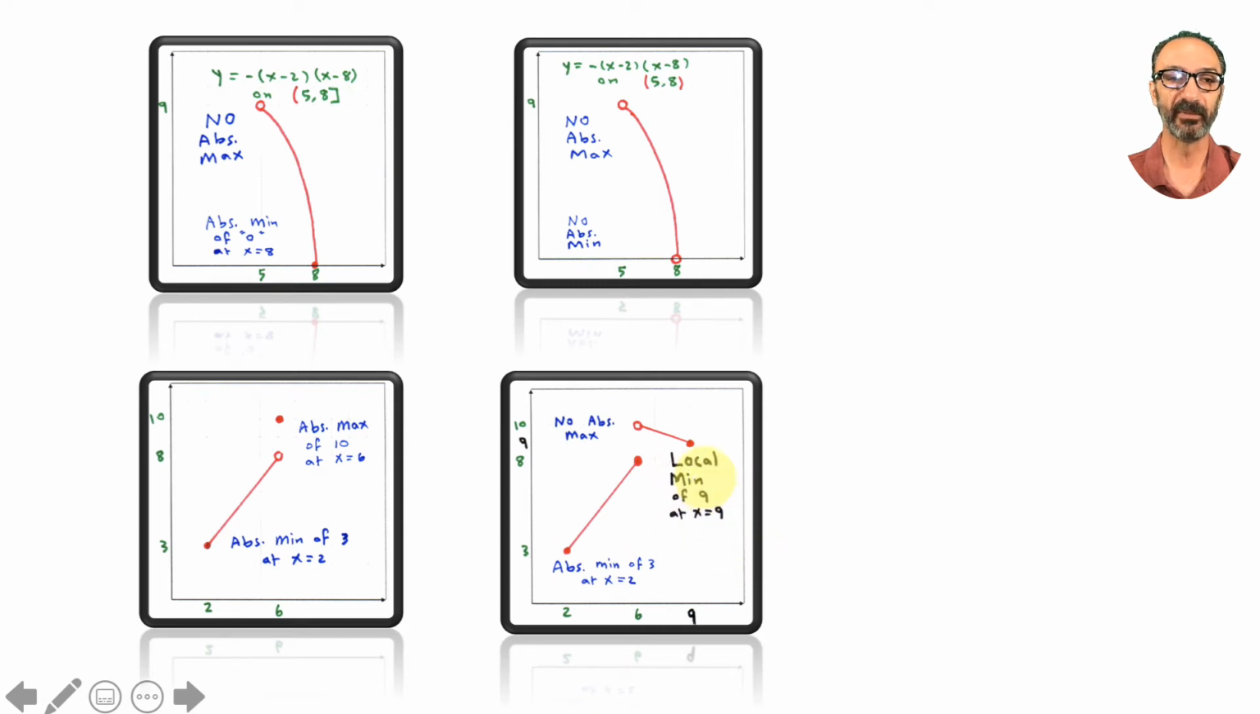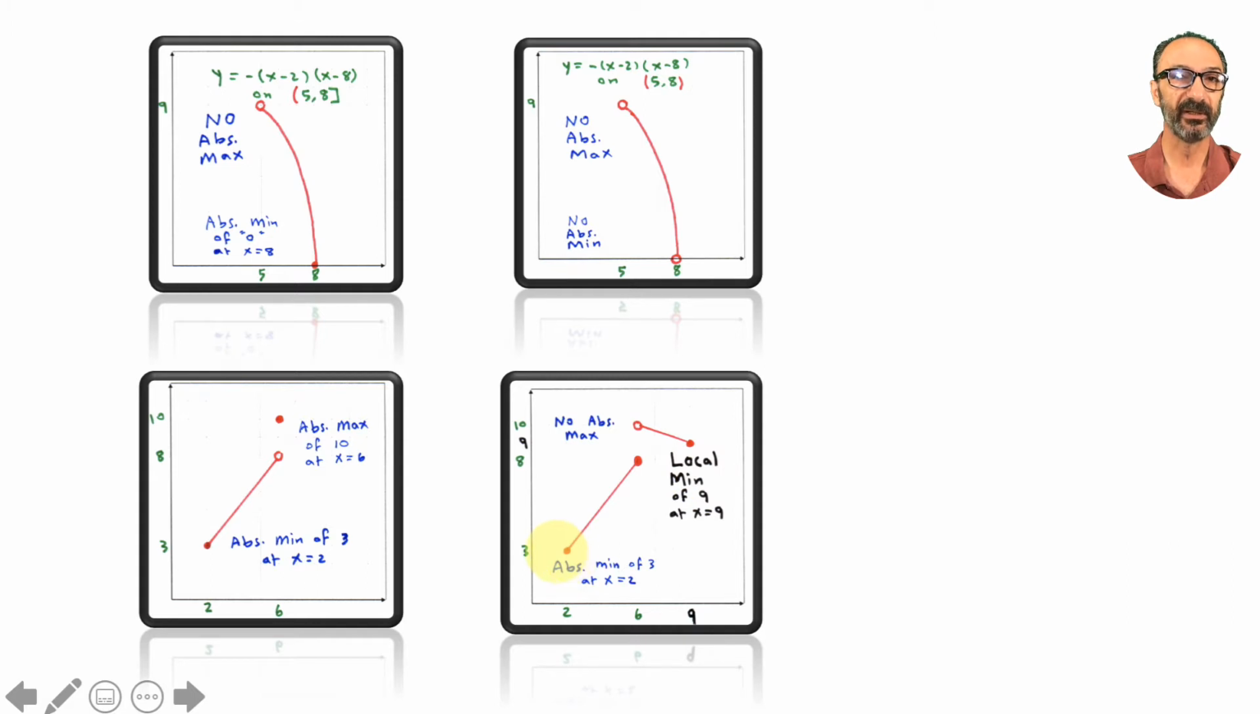I added another comment in black this time. It's not part of the examples and topic that I covered, but it's within our notes. This point is called a local minimum of 9 at x equals 9. See, 9 goes up to 9. Why is it a local minimum? Because there is nothing in its neighborhood, they call it nearby, that is lower than this. So we call it local.